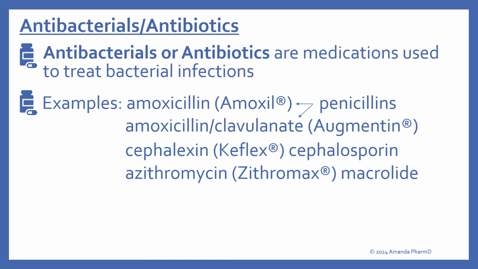Then we have the antibacterials or antibiotics. Antibacterials or antibiotics are medications used to treat bacterial infections. Some examples of those include amoxicillin, brand name Amoxil, amoxicillin with clavulanate, its brand name is Augmentin, and those are both penicillin antibiotics. Cephalexin, its brand name is Keflex, it's a cephalosporin. Azithromycin, brand name is Zithromax, it's a macrolide antibiotic.